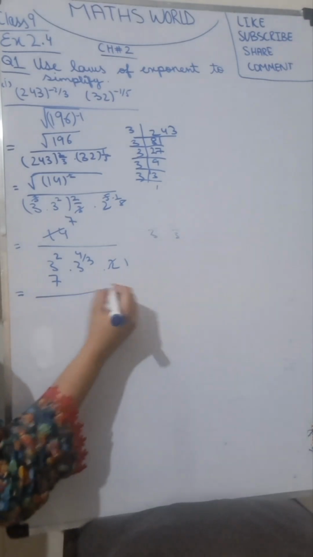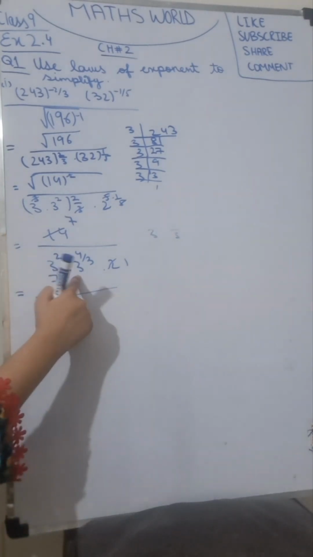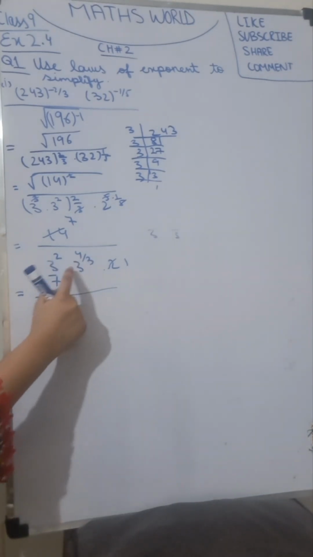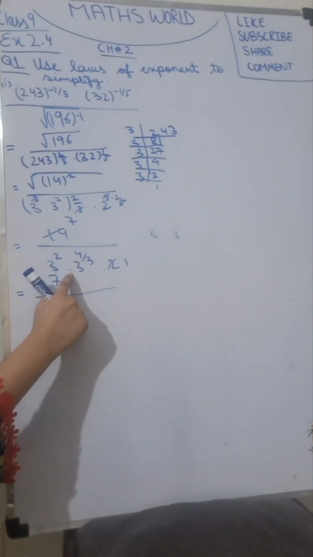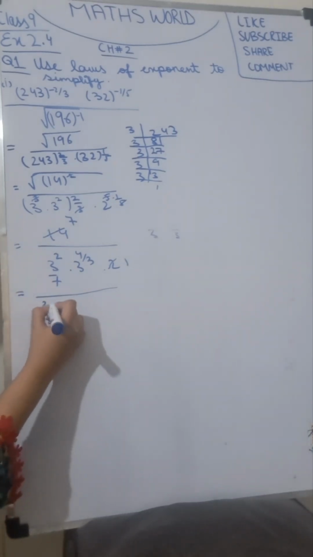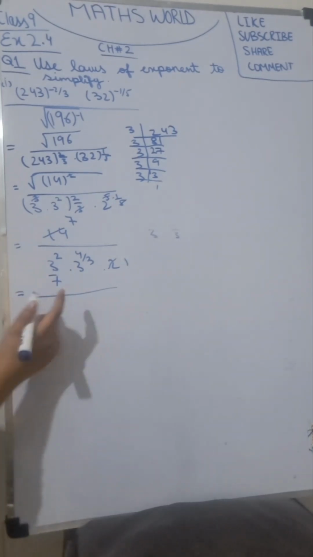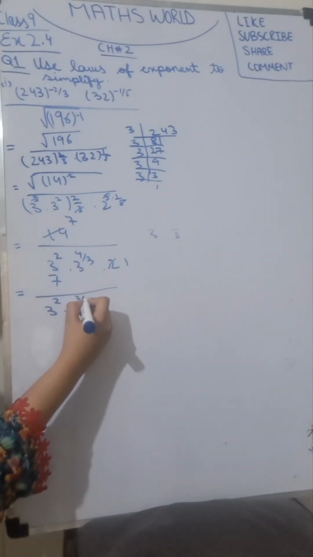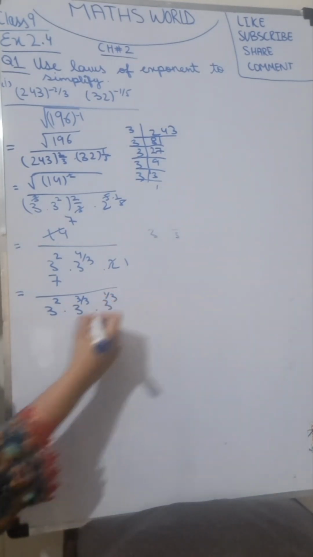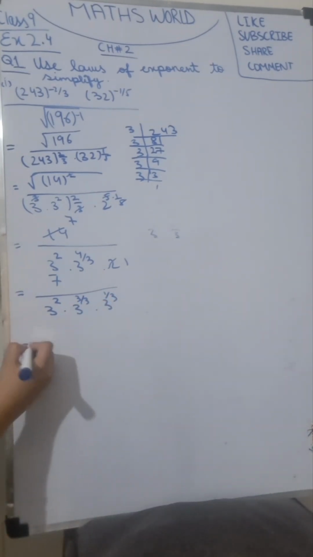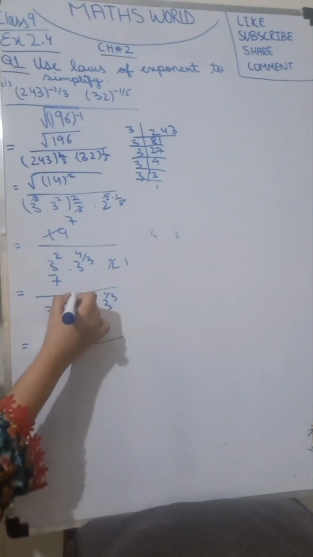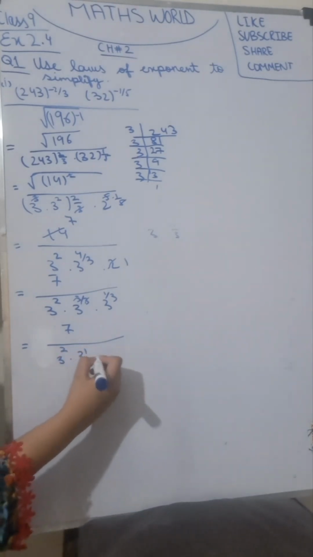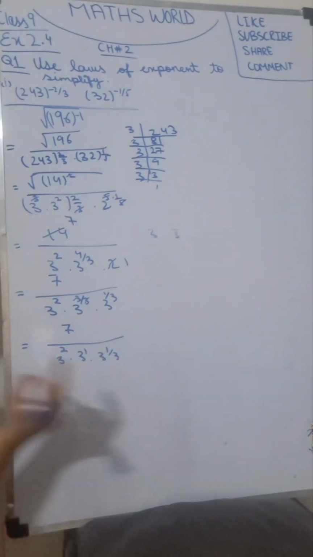7 by, now what is this? According to the law of exponents, these bases are the same and exponents are different, so they will be added when they are multiplied. So now 3 power 2, or you can make another step: 3 power 3 by 3 and 3 power 1 by 3. You can break them, so it will be easier for you. Now 3 power 1 and 3 power 1. So now 3 power 2, 3 power 1 and 3 power 1. Now you have got 3 factors.